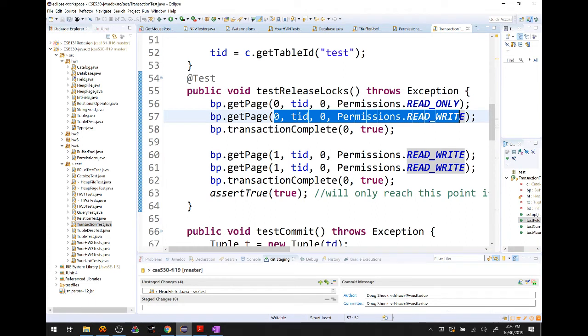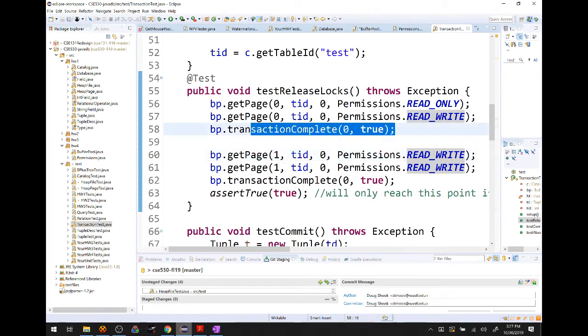Then transaction 1 comes along and tries to acquire similar locks. It tries to acquire a write lock. It should be able to do so. This is not an example of deadlock. This should be fine because the locks should have been released. So if this test freezes up, if deadlock occurs, that means the locks were not properly released. The test will actually potentially go on forever.